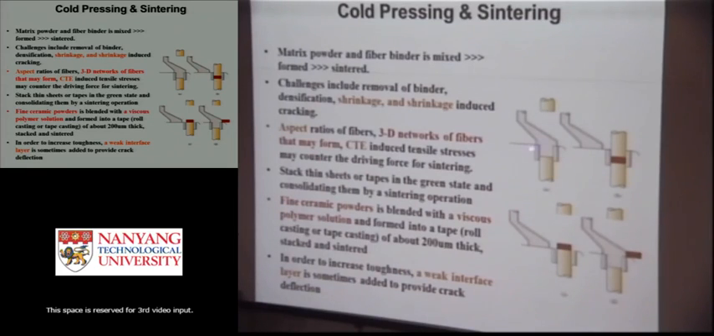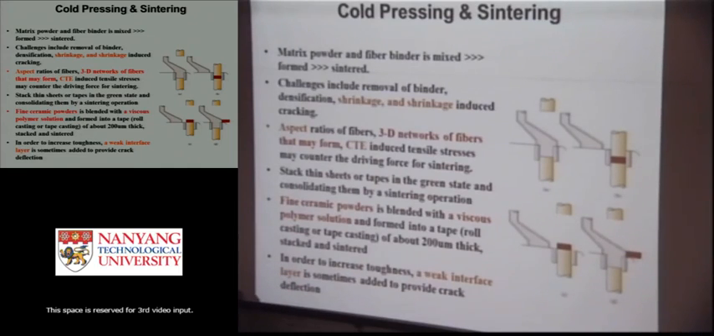Okay, this is one thing. Another thing we also talk about is CTE. What does that mean? When you make the composite disc, put it in the furnace and heat up to a certain temperature, what will happen? Because you have two different materials inside, the matrix and the second phase, their thermal expansion is different. That means the CTE is different. So if you cool down very fast, you may introduce pressure, or stress, inside.